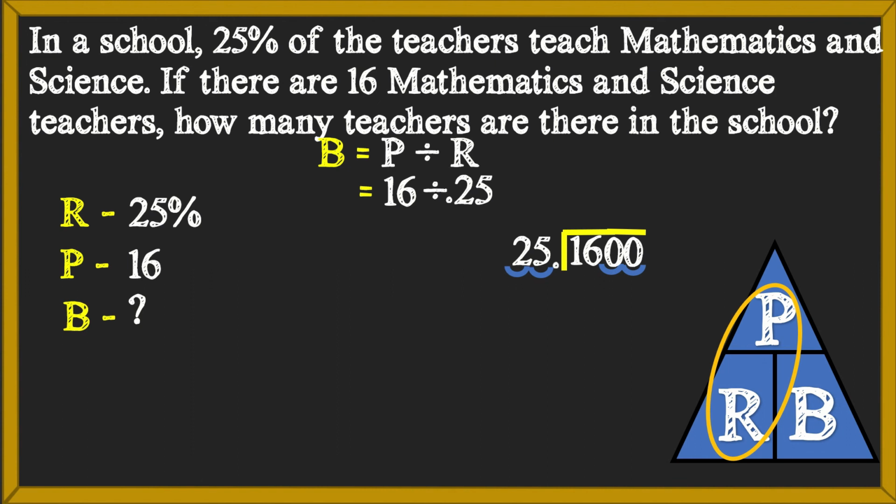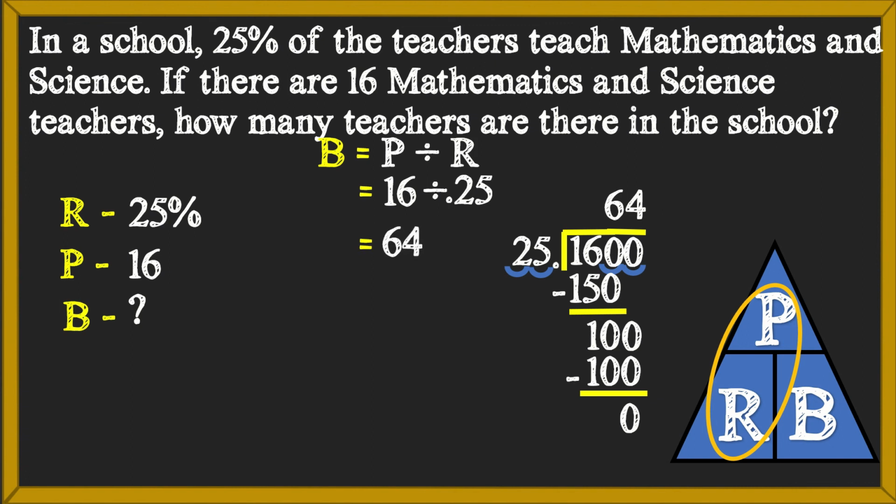160 divided by 25 is 6. 6 times 25 is 150. 160 minus 150 is 10. Bring down 0. 100 divided by 25 is 4. 4 times 25 is 100. 100 minus 100 is 0. So B is equals to 64. Therefore, there are 64 teachers in the school.